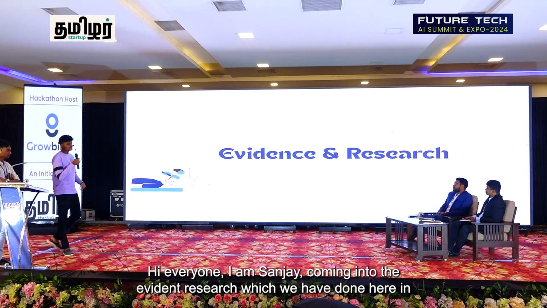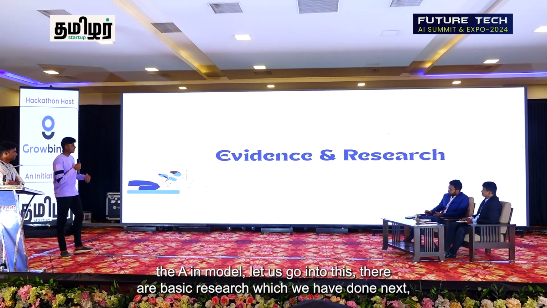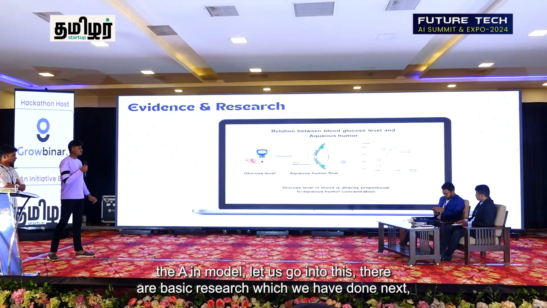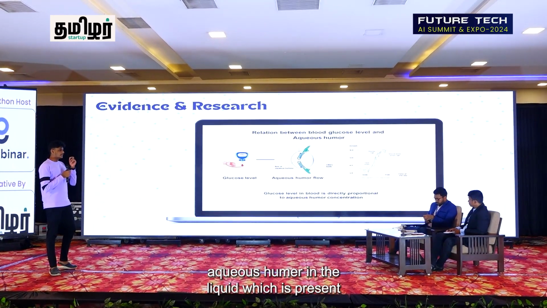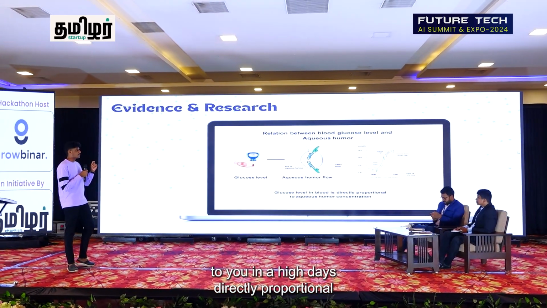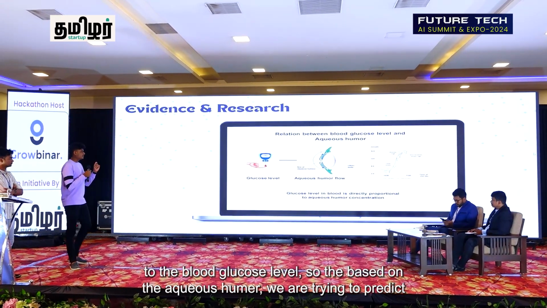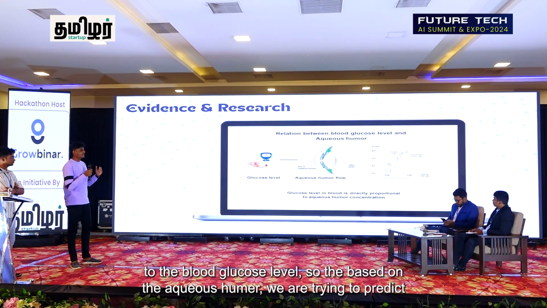Coming into the evidence and research which we have done here in the AN model, let's go into this. The basic research which we have done is that aqueous humor, the liquid which is present in your eye, is directly proportional to the blood glucose level. So, based on the aqueous humor, we are trying to predict the blood glucose level.